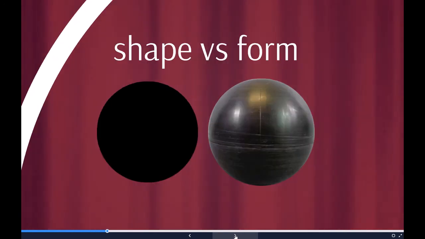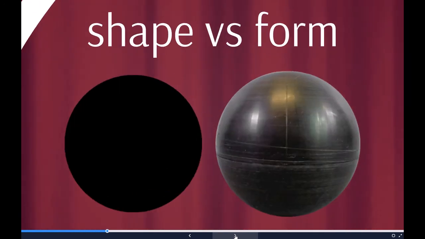Shape versus form. On the left we have a shape, on the right we have a form. Form is three-dimensional, shape is two-dimensional. We are often trying to create three-dimensional form by using two-dimensional shape, and this is an illusion.